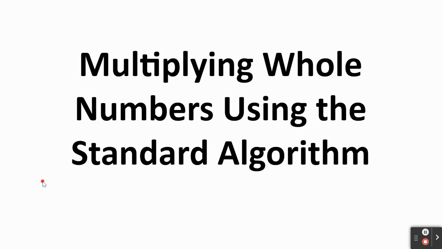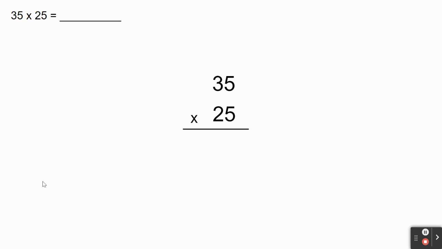Today we'll be multiplying whole numbers using the standard algorithm. Let's start by multiplying 35 by 25. We're first going to line these factors up vertically, which means one on top of the other. We're going to be first multiplying this 5 in the ones place by 35 on top. So we'll start by multiplying by the ones place.